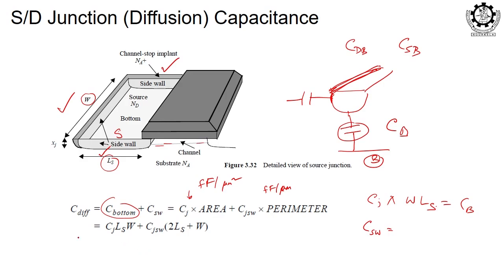Okay. So, the bottom plate is Cj into Ls into W, plus the side wall, this coefficient, it will be given. I showed you the parameters, all the parameters. So, this is given. Only if your Ls is varying, your total capacitance will vary. Clear? So, this is known as your junction cap or depletion cap.